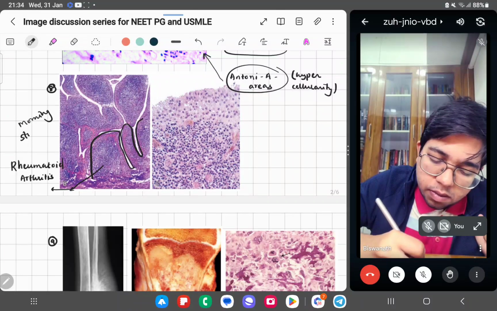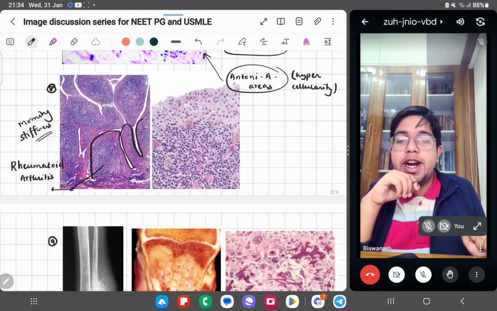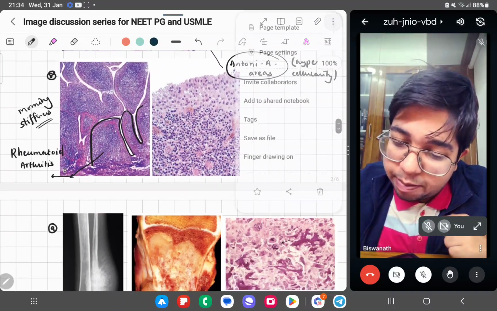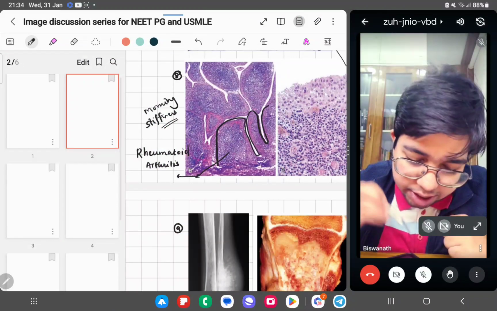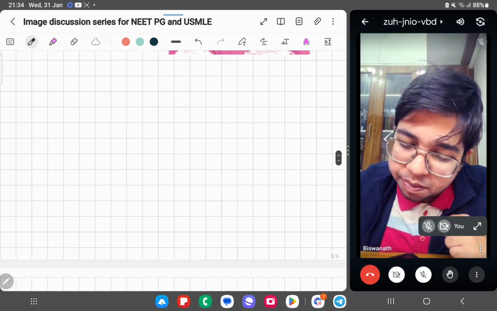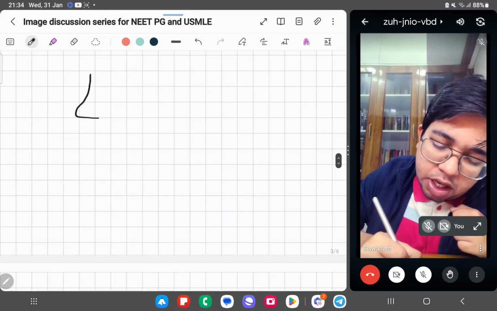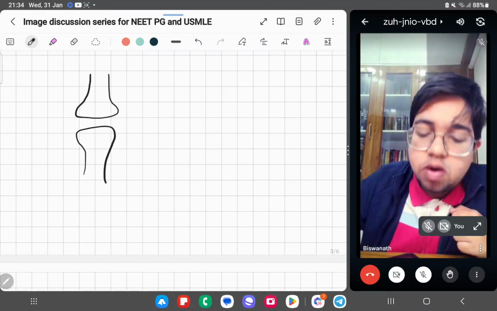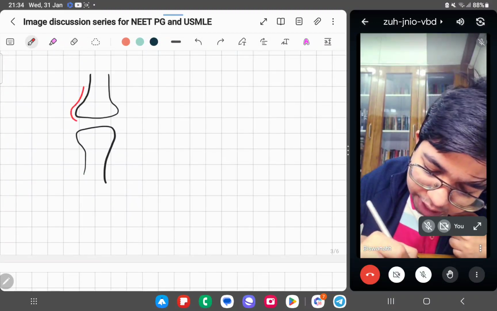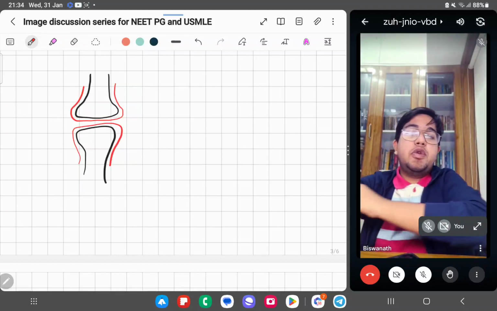Morning stiffness is a very characteristic finding of this disorder, because in rheumatoid arthritis, what happens? Let me take another page and just tell you something interesting. Okay. So in rheumatoid arthritis, here we have the bone. Okay, we have the synovial lining of this bone. Let's take the synovial lining in this way. This one and this. Okay, this is the synovial lining of the bone.